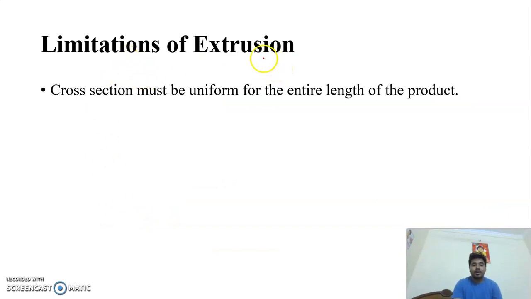The limitation is only uniform cross section. We have raw material of uniform cross section, which can be of any shape.